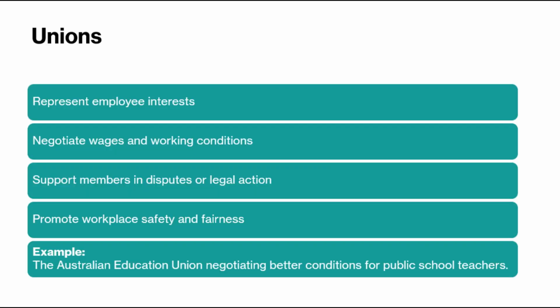4. Unions. On the other side of the table, we have unions, which represent the collective interests of workers. Unions aim to improve pay, conditions, safety, and job security for their members. They are heavily involved in collective bargaining and industrial action. When a group of employees wants to negotiate a new enterprise agreement, the union often acts on their behalf. Unions also support workers in disputes.